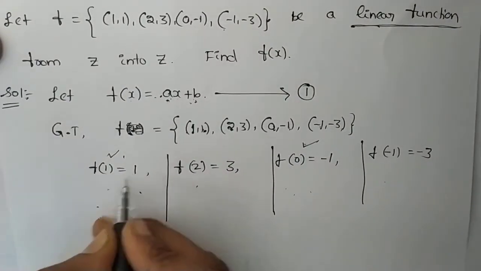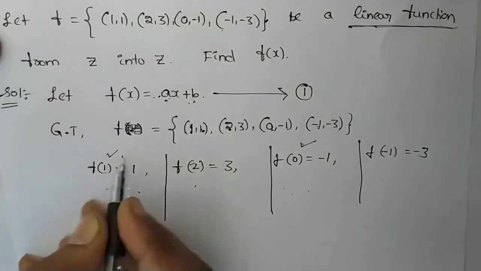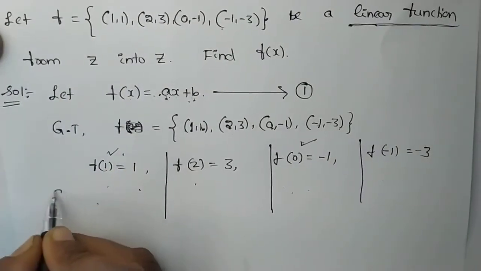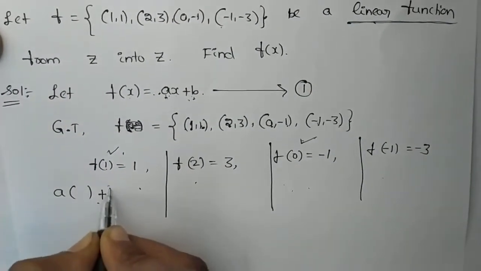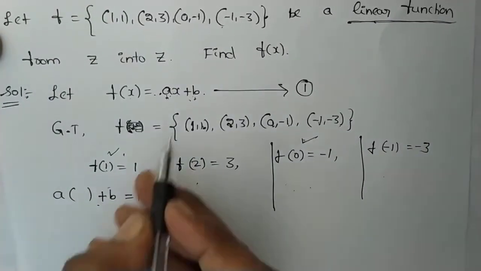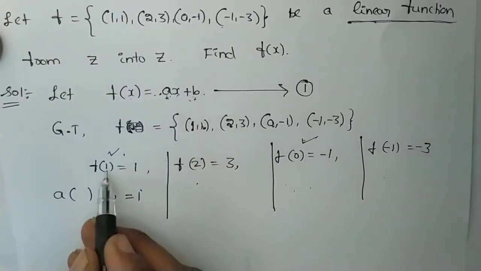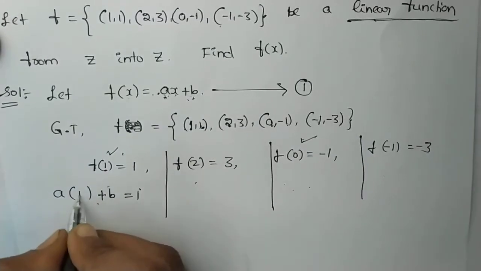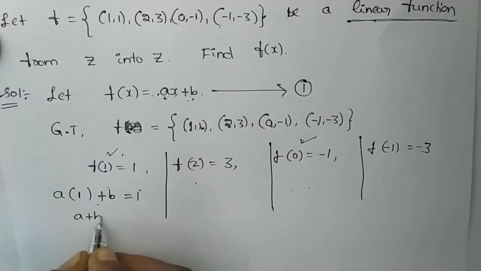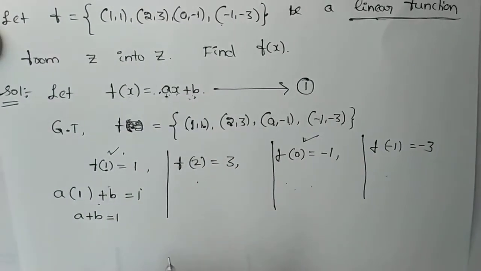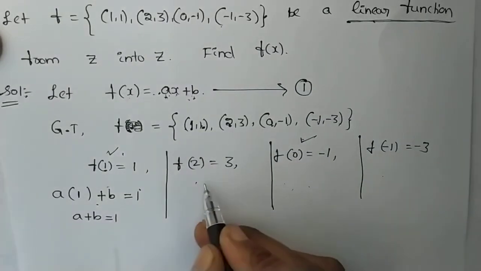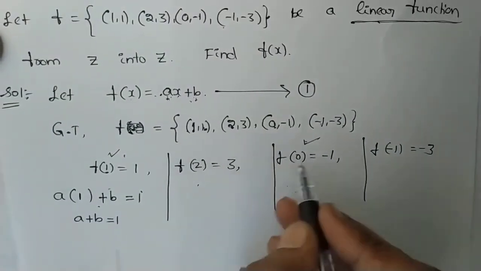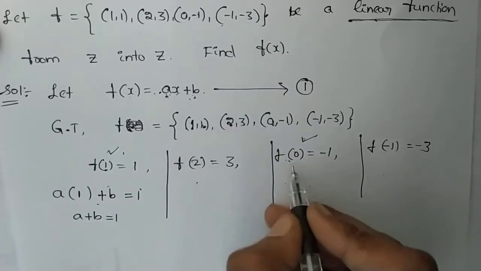F of 1 equals 1. It is in the form f of x equals ax plus b, so ax plus b equals 1. In place of x we have 1. That is, a plus b equals 1. Now I am not choosing f of 2 equals 3. I am choosing f of 0 equals minus 1.